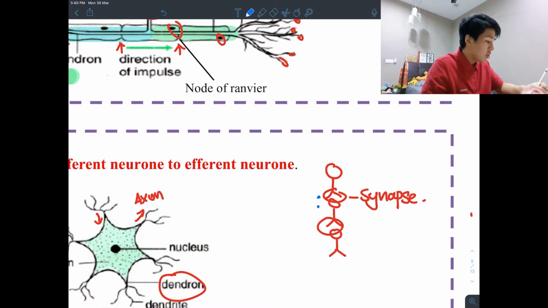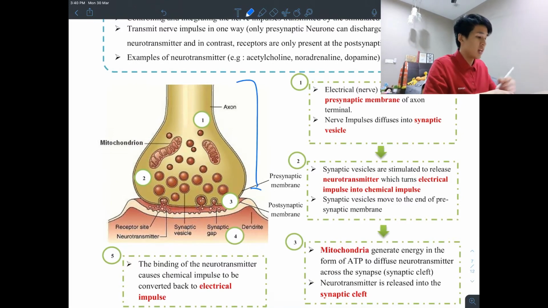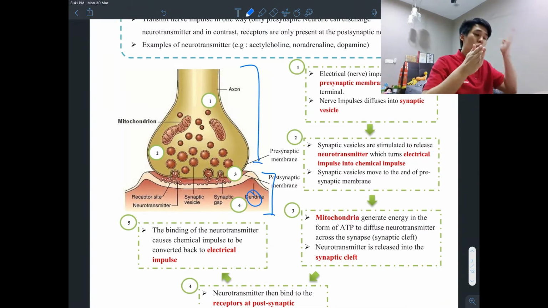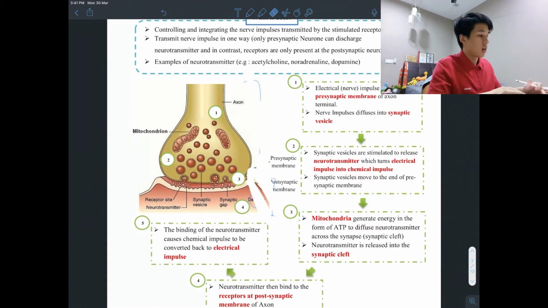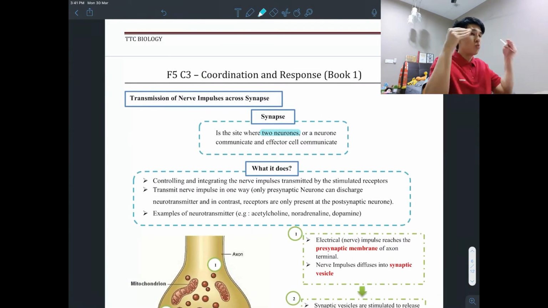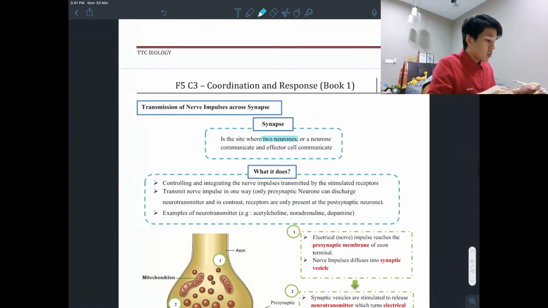The end of a neuron here is the axon. Yeah, I know your notes write dendrite, because axon binds right into dendrites. And the beginning of the next neuron is called the dendrites. If you look at page number 7 now, you can see this is the axon, the end of the previous neuron, and then the dendrite, the beginning of the next neuron. So how does the impulse get from one to another? Like I explained, synapse is the site whereby two neurons communicate, meaning whereby the two neurons meet. That's called synapse.